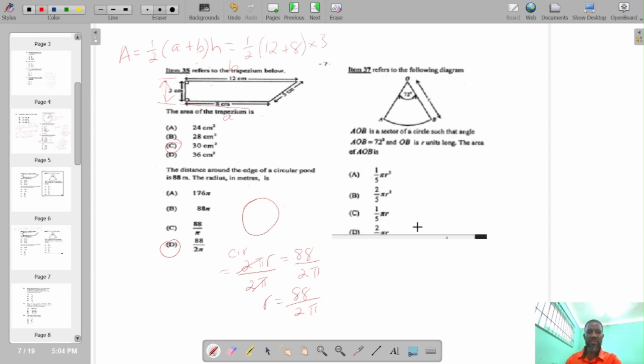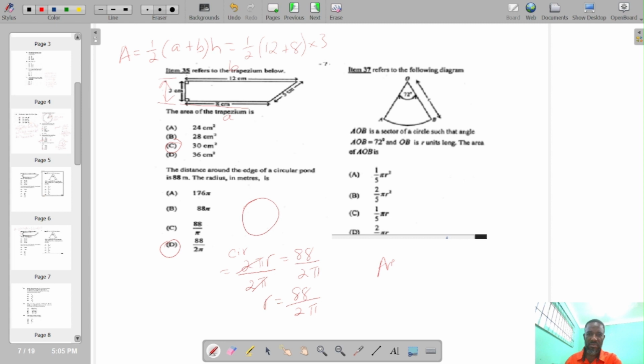Now part of this answer here is missing, but we're going to work and get our answer, right? So it says that AOB is a sector of a circle such that the angle AOB is equal to 72 degrees, and OB is r units long. The area of AOB is... now, again, area of a sector. So we want to know what the area of a sector is.